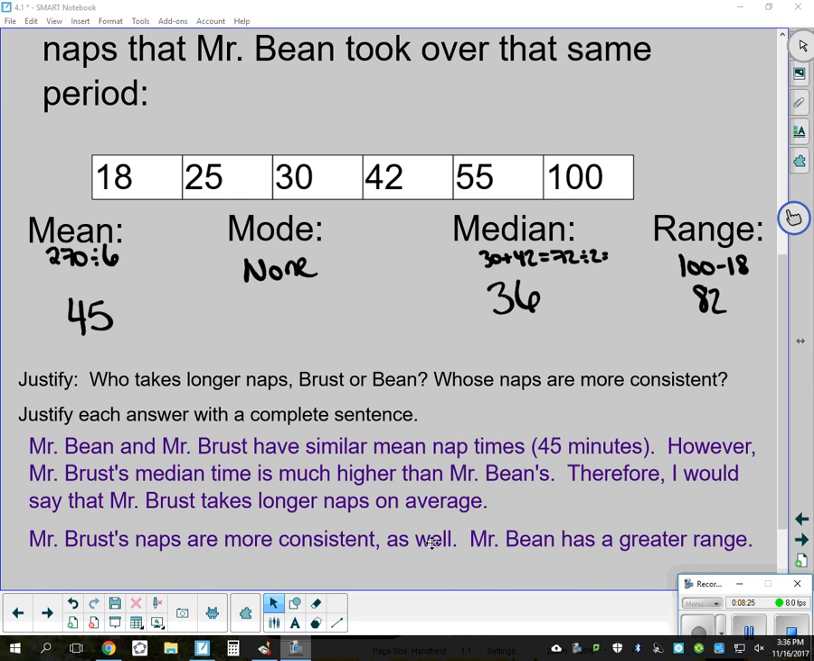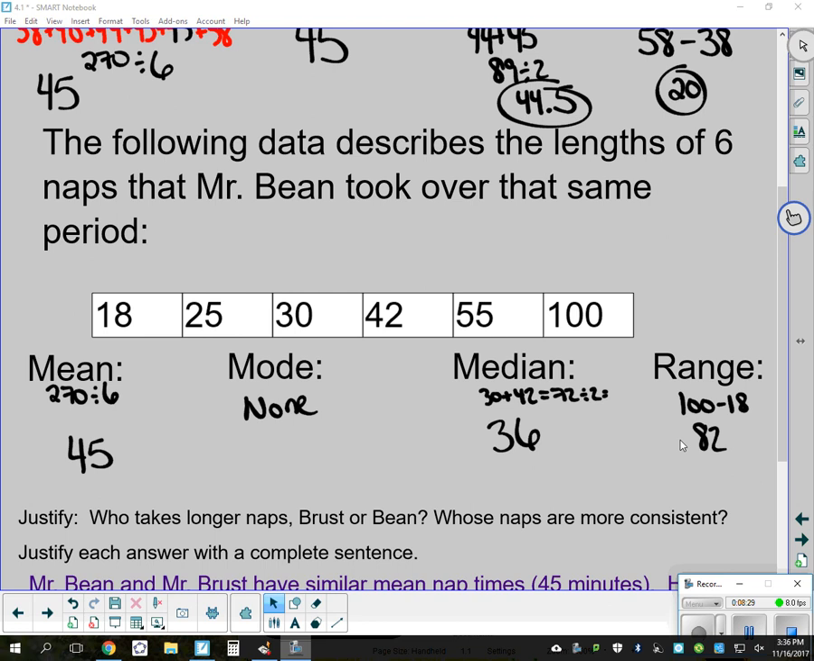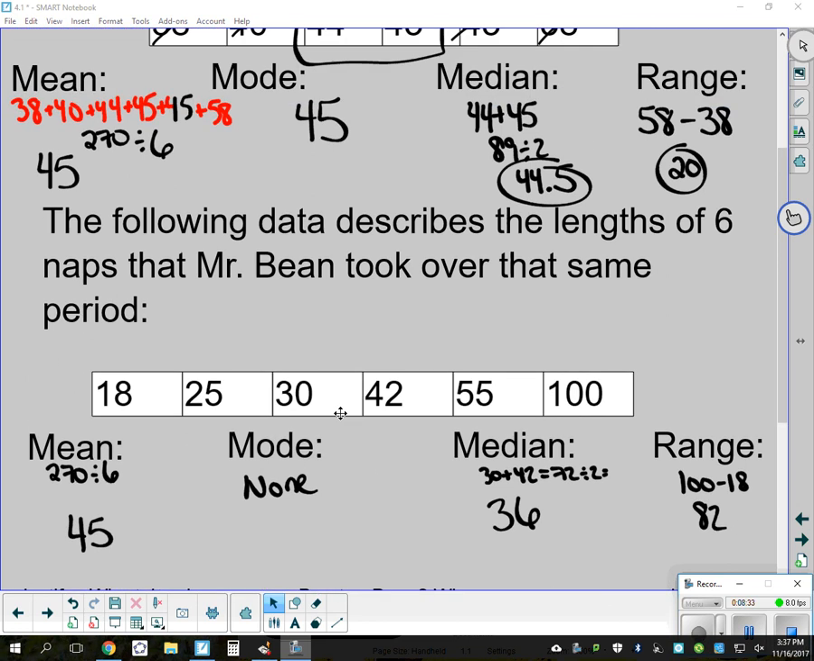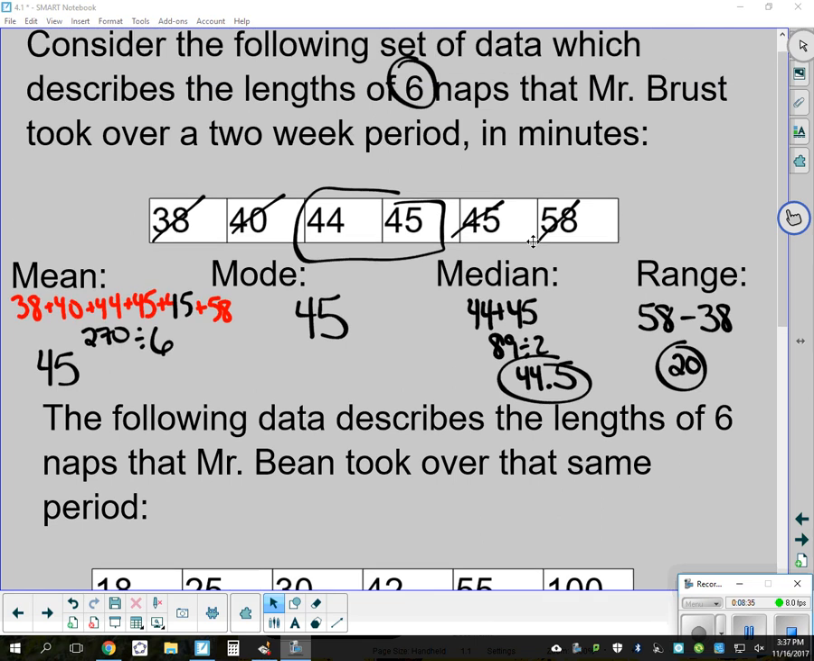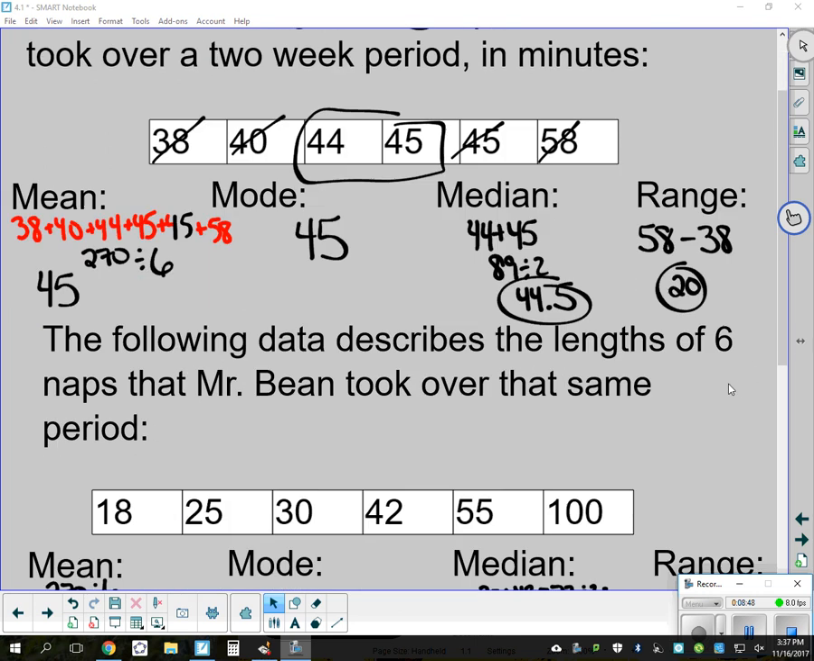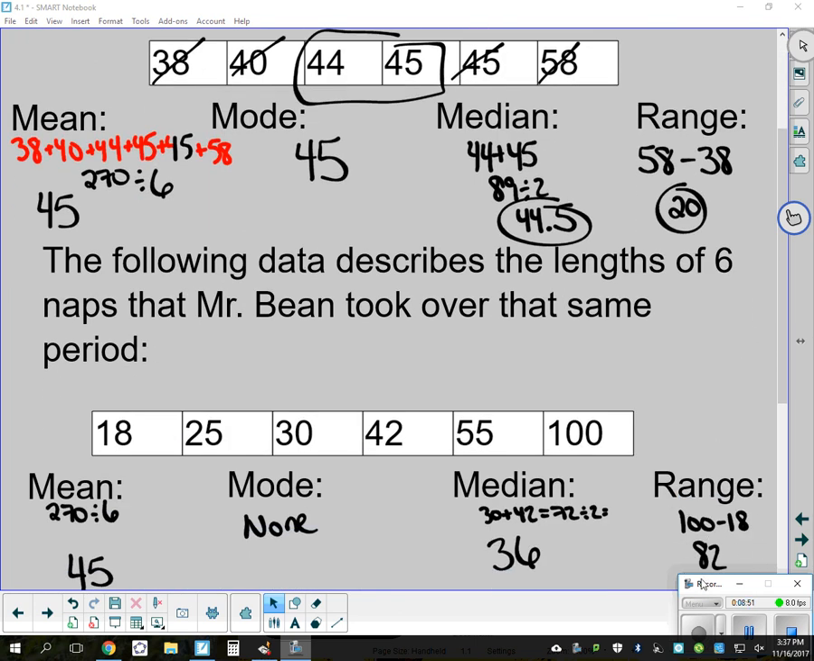In addition to that, Mr. Brust's naps are more consistent. Mr. Bean has a greater range. So he has a range of 82 minutes. His longest nap is 100 minutes. His shortest is only 18. Here we're on Mr. Brust, we're only going from 58 minutes to 38 minutes. So his are more consistent. He's pretty consistent in the length of time he takes a nap for. His range only being a difference of 20 minutes from his longest nap to his shortest. So this range being way bigger than this range is telling you his naps are more consistent.